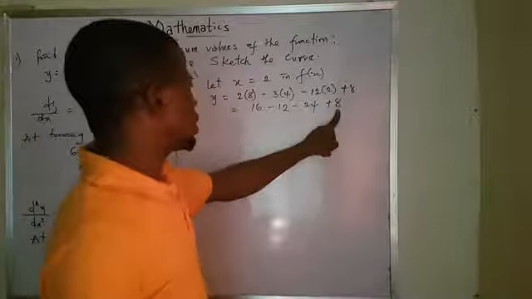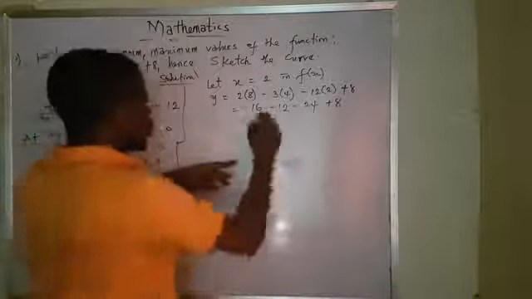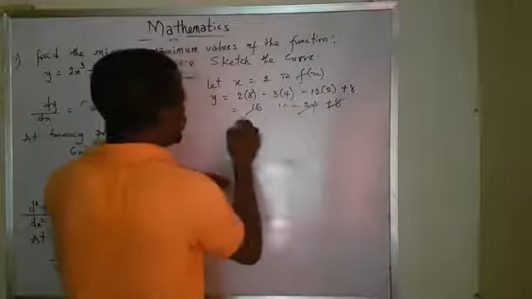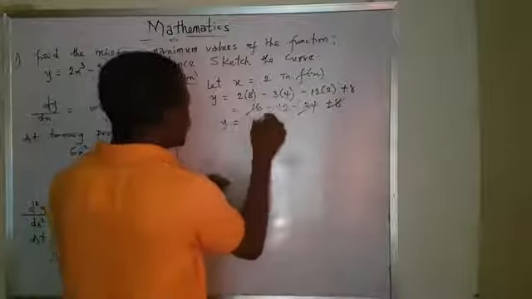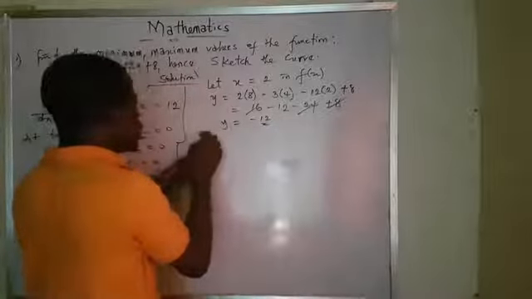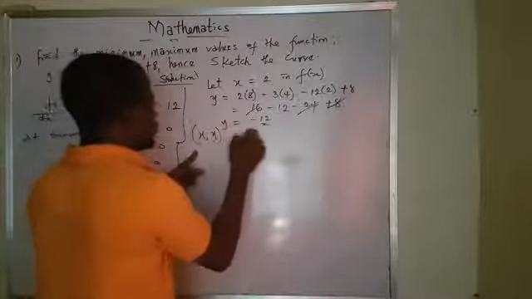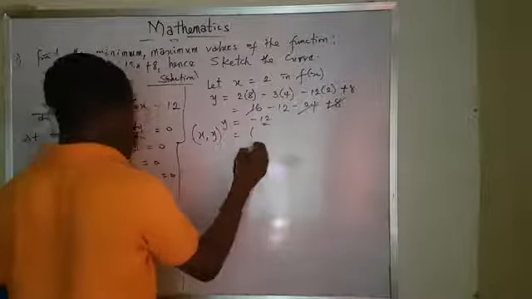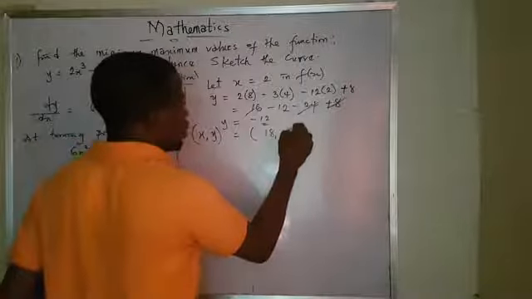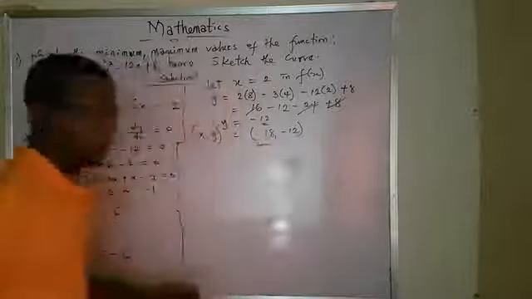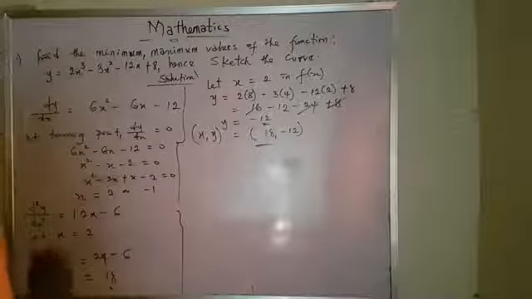16 plus 8, that is 24. So this is gone. So y will be equal to minus 12. So the coordinates there will be 18, minus 12. Do you get that? Good.